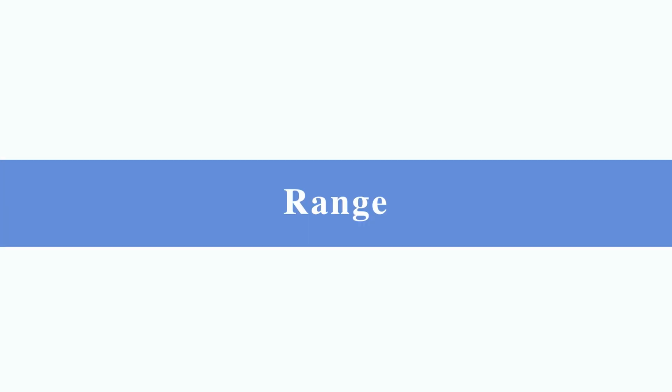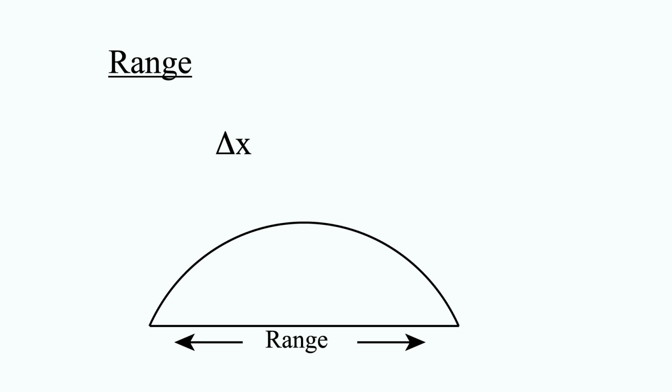In this situation, range is simply delta x. Recall that the only acceleration on the object is in the y direction. Therefore, v sub x, the x component of velocity, remains constant during the object's trajectory. We will be using the displacement equation and the x component.